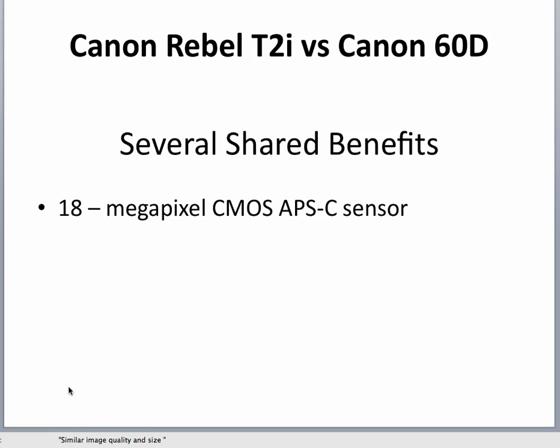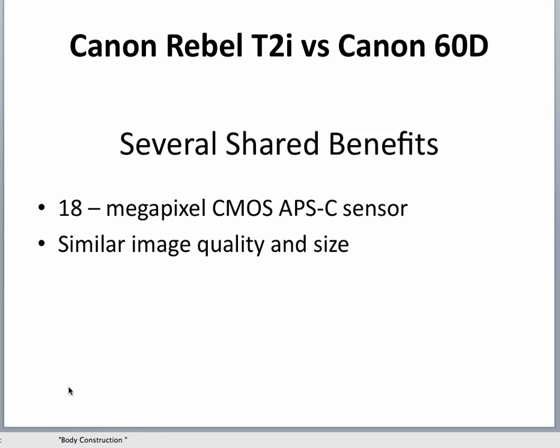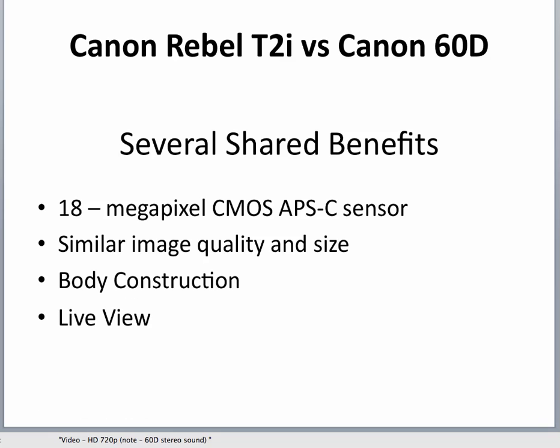The first thing is they both have an 18 megapixel CMOS sensor. They both have similar image quality and size based on that same image sensor. And they have similar body construction, which is a polycarbonate rather than a metal body. And then they have something called live view, which point-and-shoot owners would know very well. It's when you look into the LCD screen and compose your shot there rather than looking through the viewfinder. But both cameras have a viewfinder and live view.